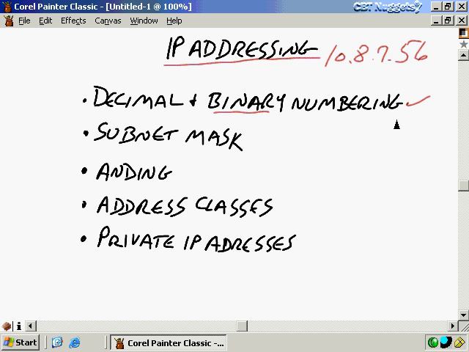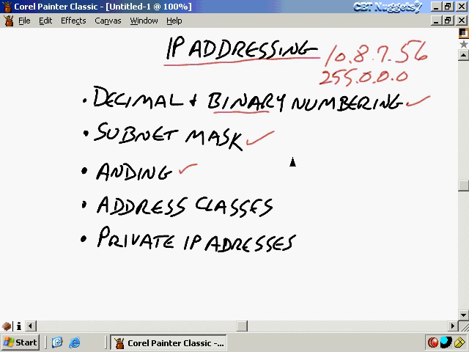We'll also take a look at subnet masks, and this might look something like 255.0.0.0 or something like this. And the subnet mask is what's going to be used in conjunction with the ANDing process to allow a host to determine whether or not a destination computer is on its local network or on a remote network, and whether it needs to send packets through a router.